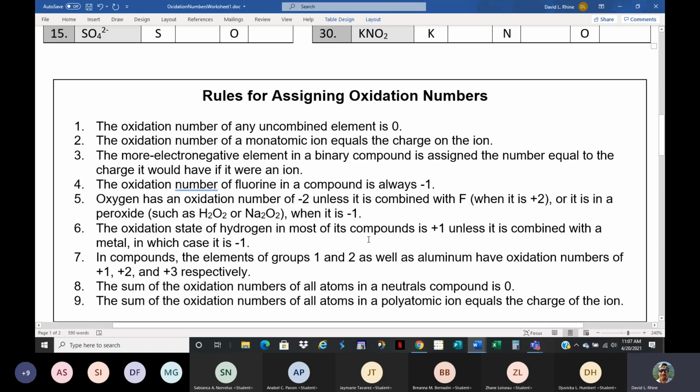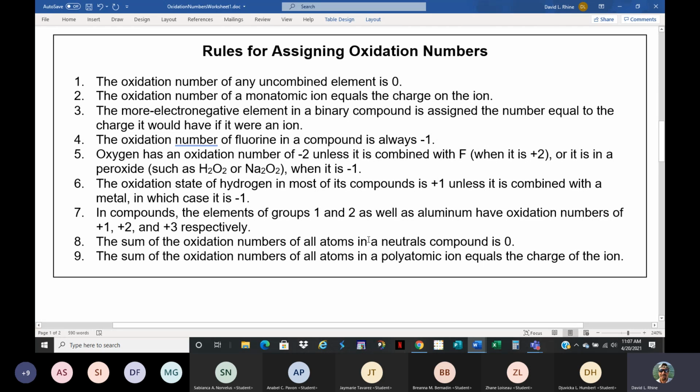Okay, and then number 8, the sum of the oxidation numbers in a compound is 0. That is, when you sum the charges, it's going to equal 0. And then if you have a polyatomic ion, the sum of the total charge is going to be equal to the charge of the ion. Now that's a bunch of words. It doesn't mean anything to you till you see me work. Okay, but once I work them, then it'll make some sense.